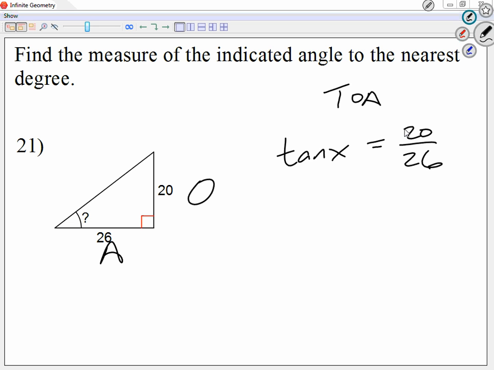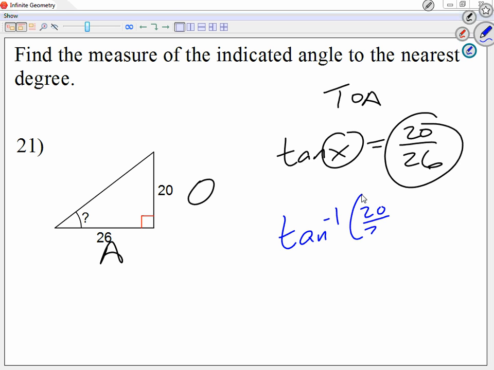On this one, I want to switch the x with the fraction. I want to swap them. I can do that as long as I don't call this tangent; I call this tan inverse. It looks like tan to the negative 1 of 20 over 26, and that is equal to x. Then just type that in your calculator. Some calculators you have to get the decimal first and then tan inverse; some you have to do tan inverse and then the decimal. Like I said, I can look at your calculator and show you how to do it, so make sure you practice on it.